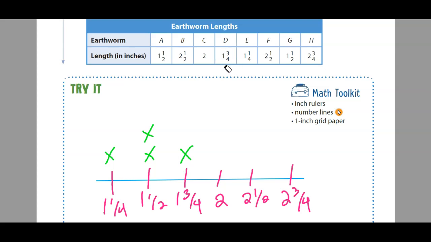How many 2s does he have? Just 1. How many 2 1/2s? He has this one here and this one, so he has 2 of them. And then how many 2 3/4? He only has 1. So then we're going to use this to answer our questions that we have next to it on the next page.